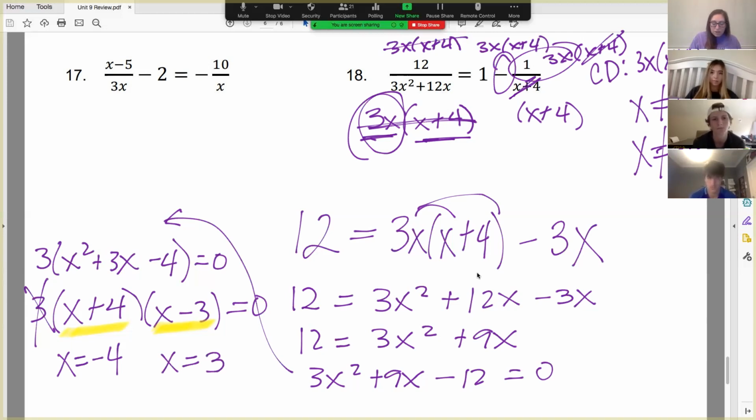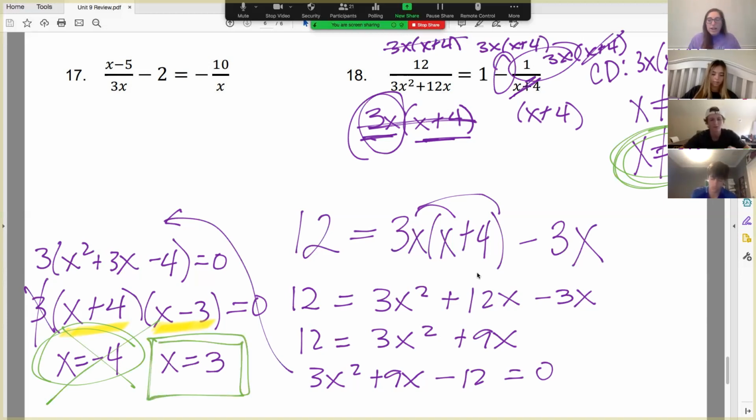But, and this showed up on your quiz actually, since this is a negative 4 and this is a negative 4, it's one of my domain restrictions. So I don't count that one. I just cross it out and I only have one answer, which would be x equals 3.